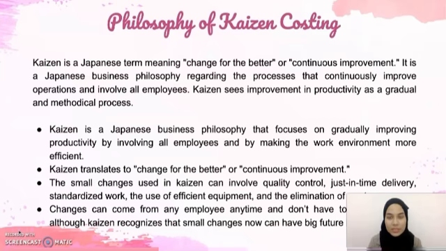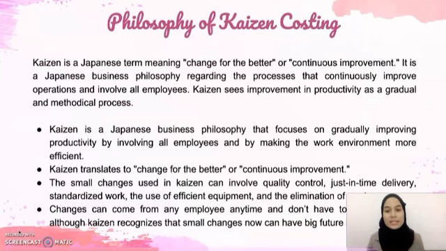I am Wanur Najiha and I am going to proceed with the philosophy of Kaizen Costing. As you know from the definition of Kaizen Costing, Kaizen is a Japanese term meaning change for the better or continuous improvement. It is a Japanese business philosophy regarding the processes that continuously improve the operations and involve all the employees. Kaizen sees improvement in productivity as a gradual and methodical process.